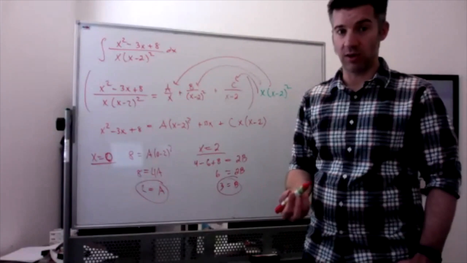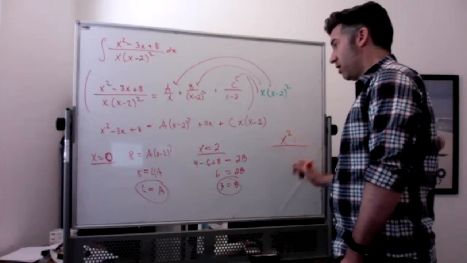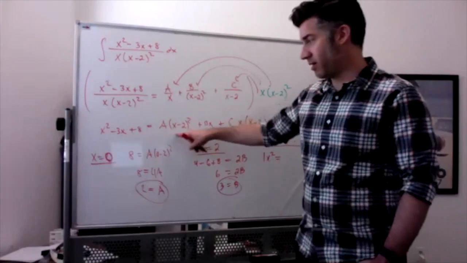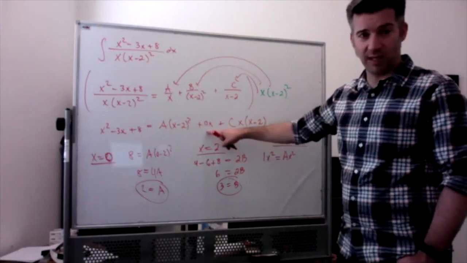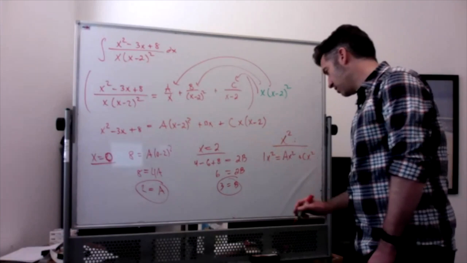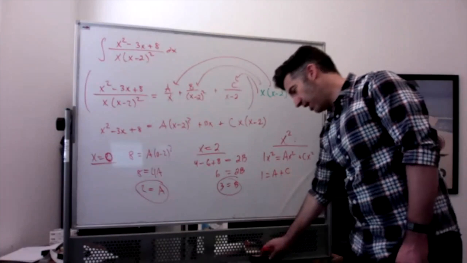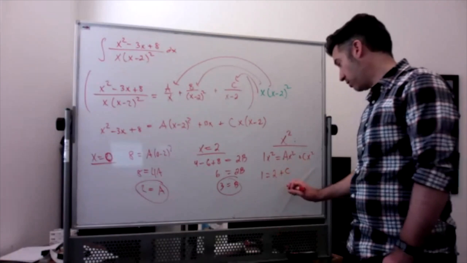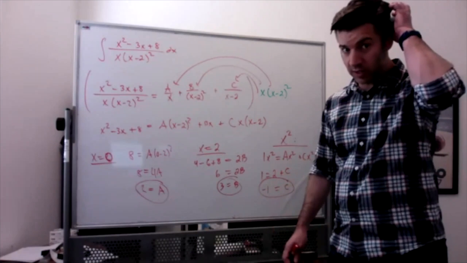And I always suggest starting with the highest power of x. So I'm going to look at the coefficient of x squared. On the left, I have a 1x squared. On the right, if I multiply this out, I would have an a times x squared. I would not have a b times x squared, but I would have a c times x squared. So then 1 has to equal a plus c. But a is equal to 2. So c has to equal negative 1. So there's our partial fraction decomposition.